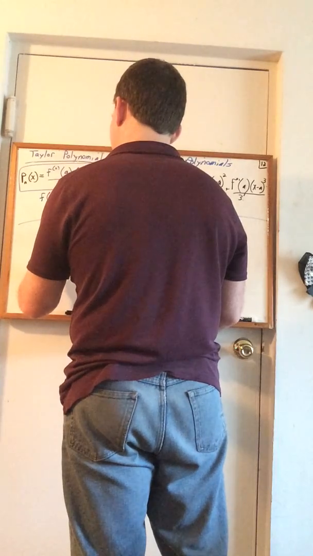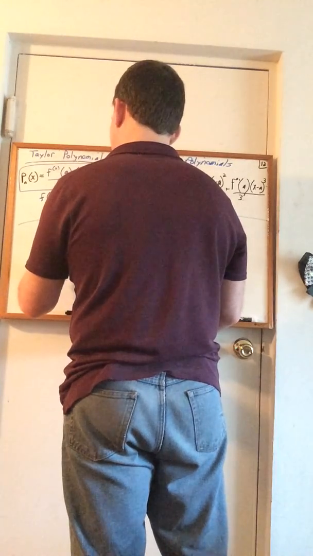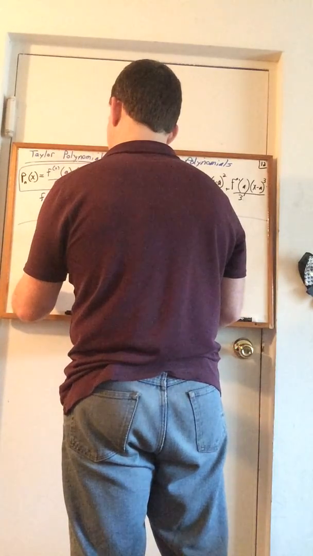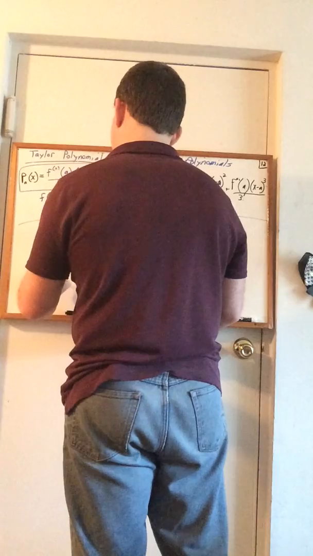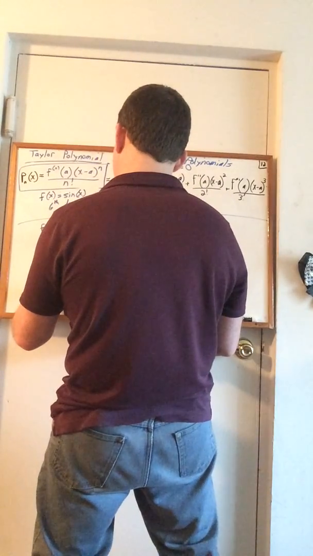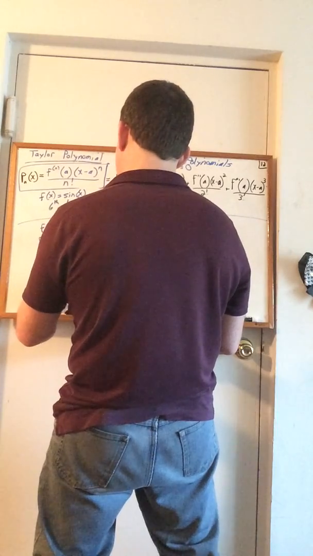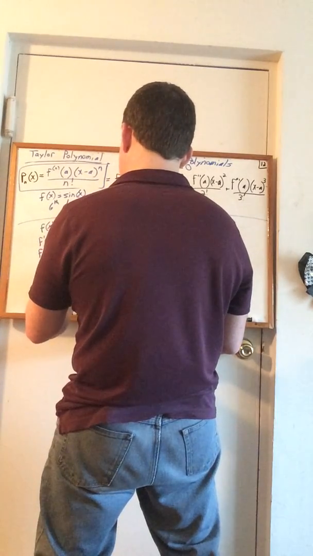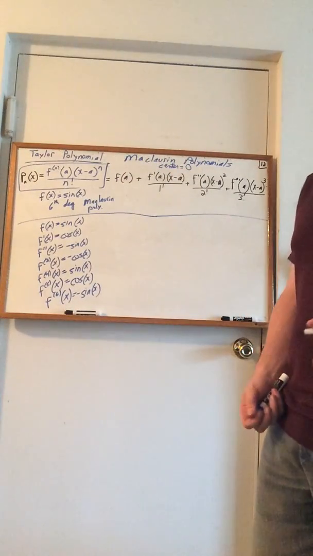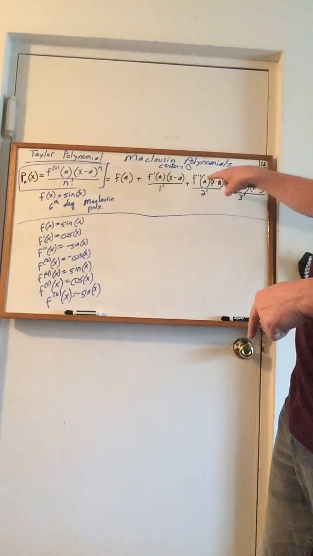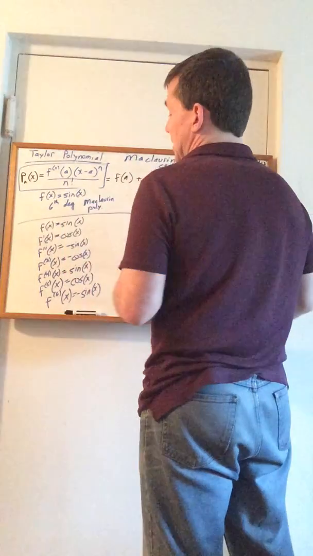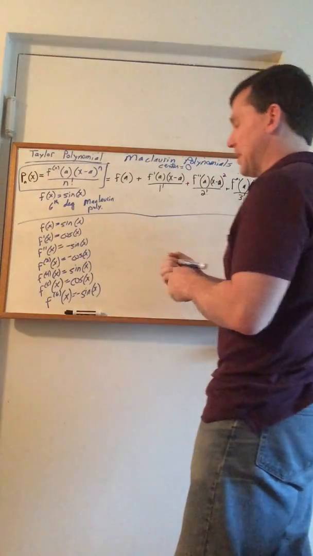fourth derivative, I'm already running out of room going down, is sine of x, the fifth derivative is back to cosine x, and I'm just going to have enough room. The 6th derivative is negative sine x. Now I have all my derivatives, but I'm going to need the derivative evaluated at the center, which for us is 0. So now I just need all of these evaluated at 0.